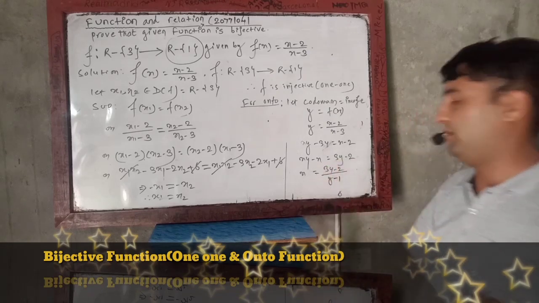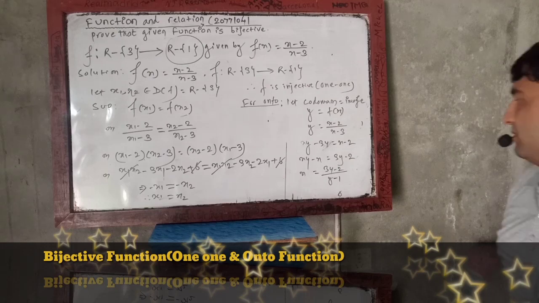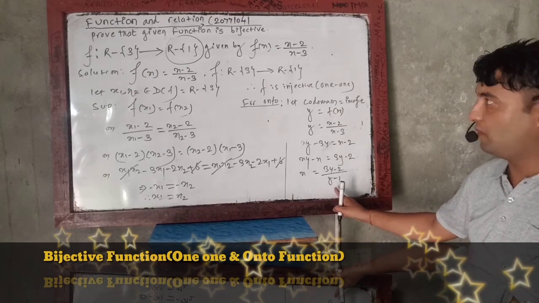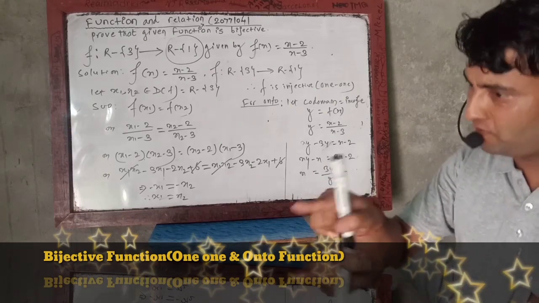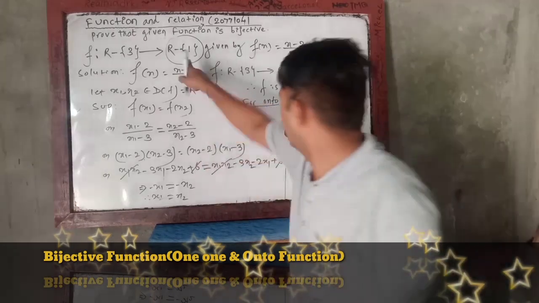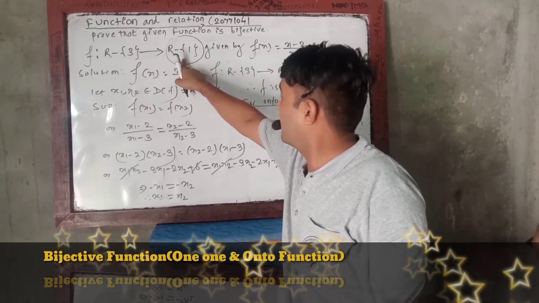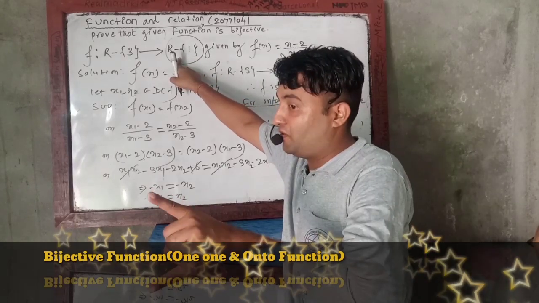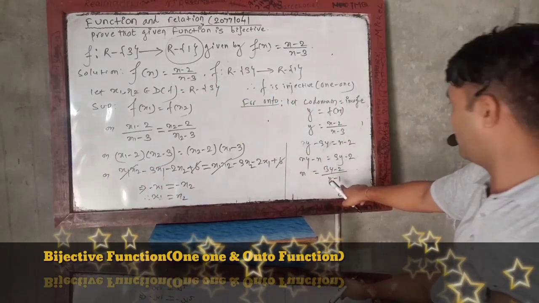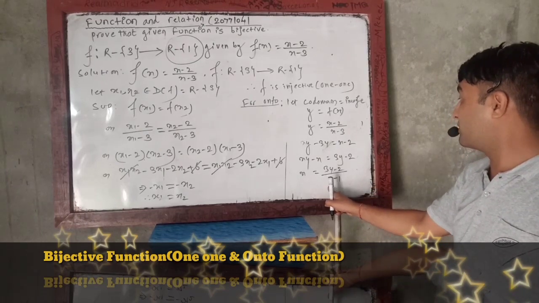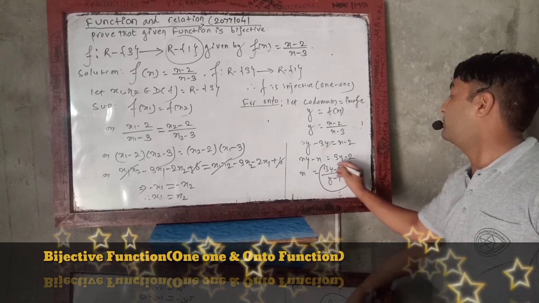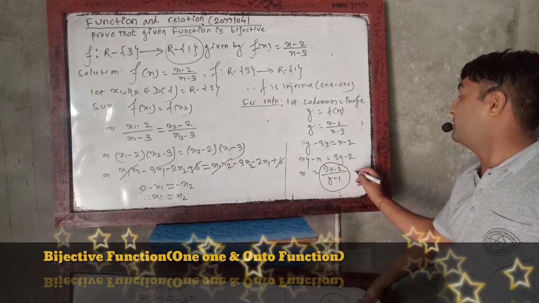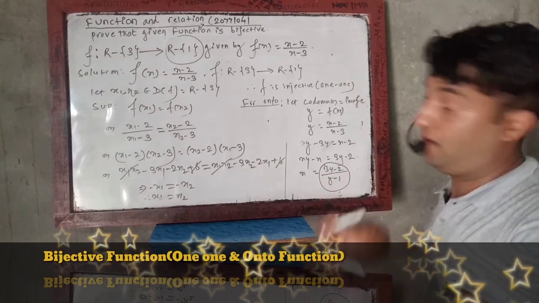Now what is given here? Y is given. Now what is y? Y is a real number except 1. The value of y cannot be 1, because the codomain is the real numbers except 1. Since y is not equal to 1, x equals 3y minus 2 all over y minus 1 falls in the real numbers. That will be a real number.